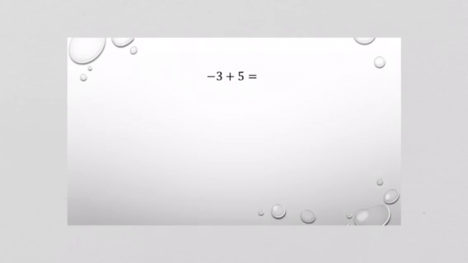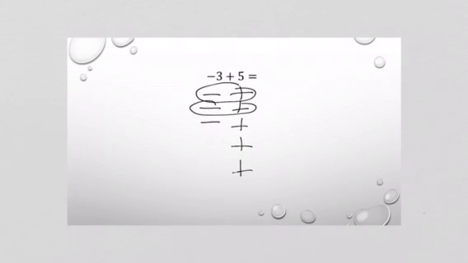So let's look at our first problem. We have -3 plus +5. So we represent each number using positives and negatives. Now we're going to make some zero pairs. Notice we can make 3 of them. And what's left over? 2 positives. So the answer is +2.